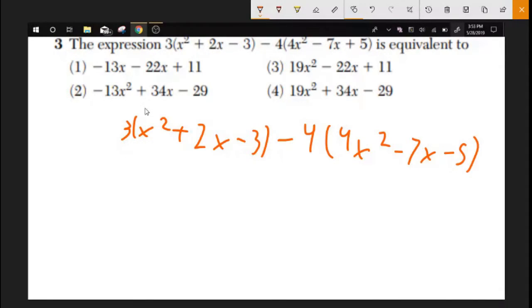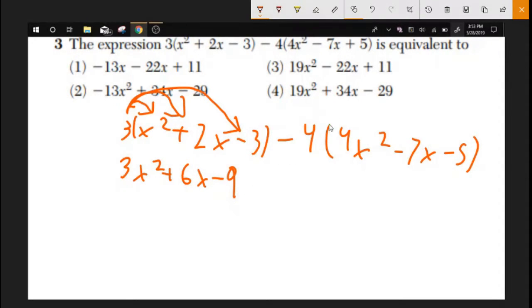Alright, so in the distributive property, we can just distribute the numbers when things are only being added inside the parentheses. So let's start off with 3. We distribute that here, here, and here. So 3 multiplied by x squared is 3x squared. 3 multiplied by 2x is 6x. And 3 multiplied by -3 is -9.